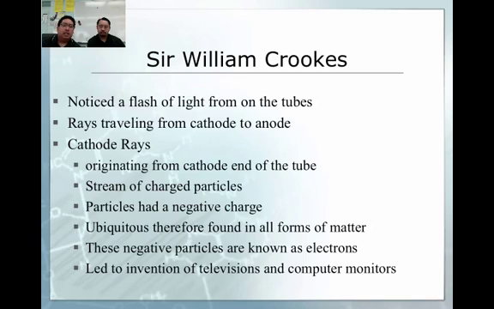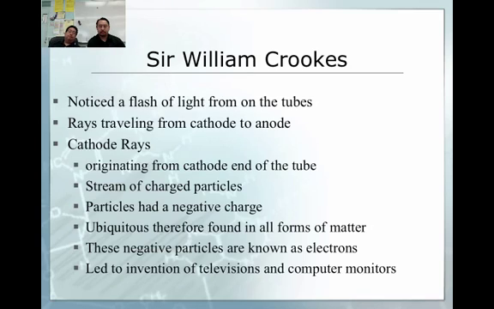And what he noticed is that he would see this ray traveling from the cathode to the anode, which he called a cathode ray. It was a charged particle because it bent in response to magnetic and electric fields. It had a negative charge based upon how it behaved in these fields. It was also found that no matter what kind of gas he put in there, all of them responded similarly. So that means that all matter probably had electrons, or sorry, this electromagnetic effect at this point.